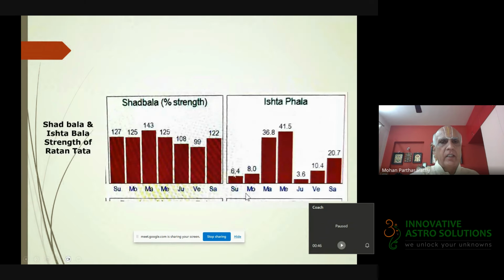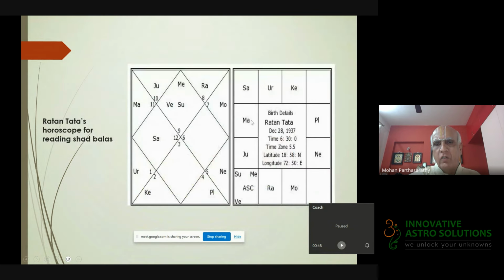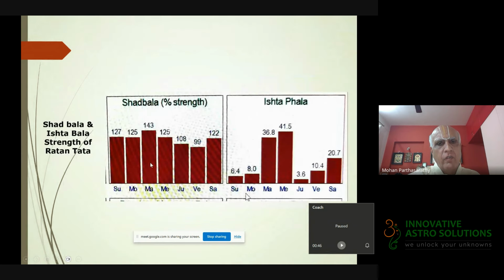Now we'll go to the Shadbala scores. In Shadbala, if you see, Mars is 143. You'll see where Mars is. It is in the third house, and it is 143. Mercury is 125. Moon is also 125. Saturn is 122. Ishtapala of Mars is very high. Ishtapala of Mercury is high. And Saturn is slightly less.